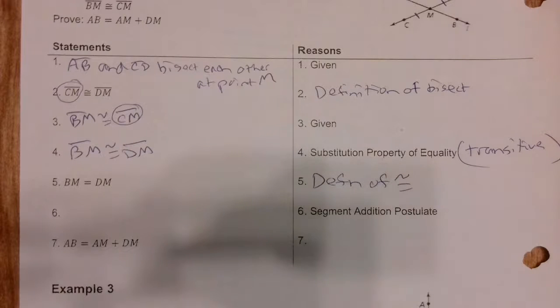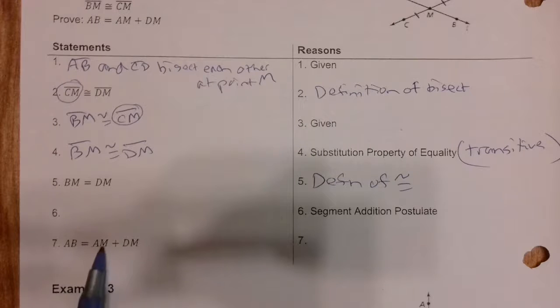Sometimes as you do these proofs, it's oftentimes easier to work backwards. If you've ever done mazes before, some people like to work from the front, some people like to go backwards and go the opposite way through the maze, and some people like to do a little bit of both. They go forward and they go backward and they see if they can meet in the middle. So for me, I like to work both forward and backwards. So look at where we're trying to end up. We're trying to end up at AB equals AM plus DM.